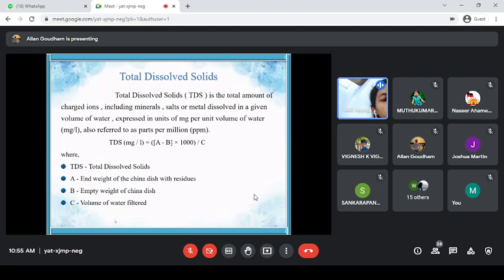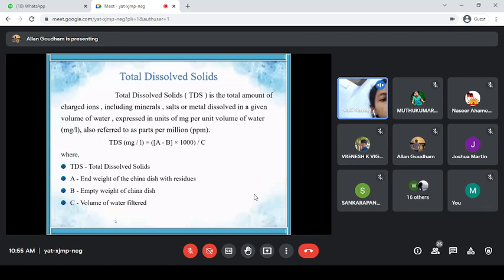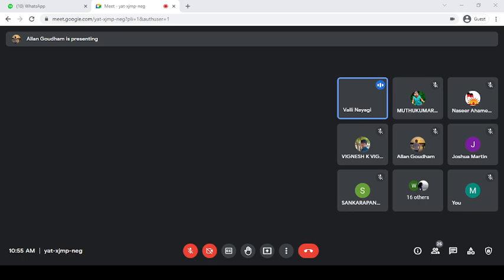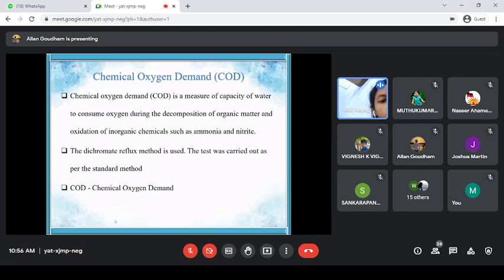And then total dissolved solids. Dissolved solids are the total amount of charged ions, including minerals, salts, and metals dissolved in a given volume of water. It is expressed in units of milligram per unit volume of water. And then the TDS formula is (A minus B) into 1000 divided by C, the same formula as total suspended solids. It has the same characteristics, and C is the volume of water filtered. And then chemical oxygen demand.